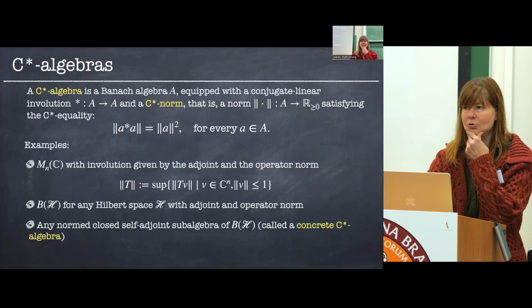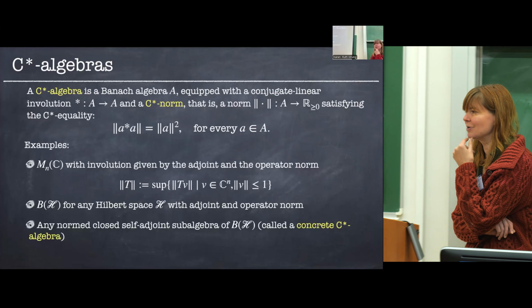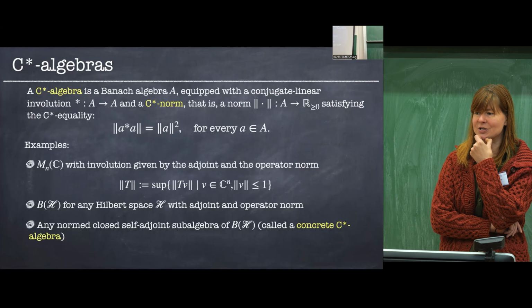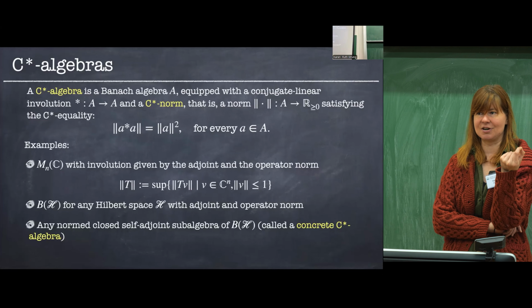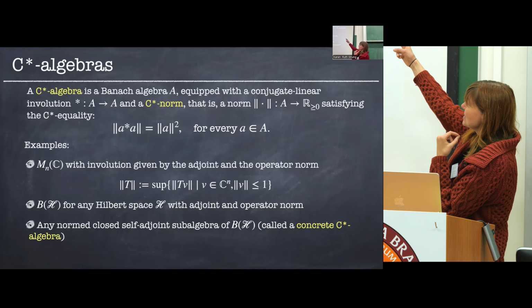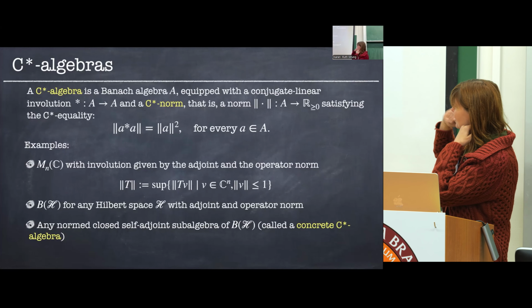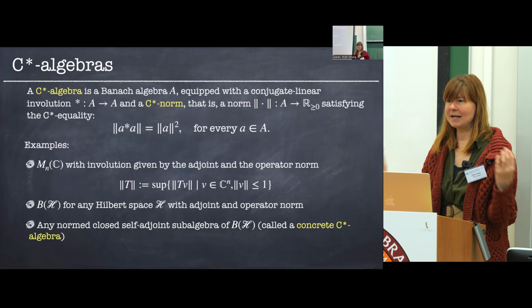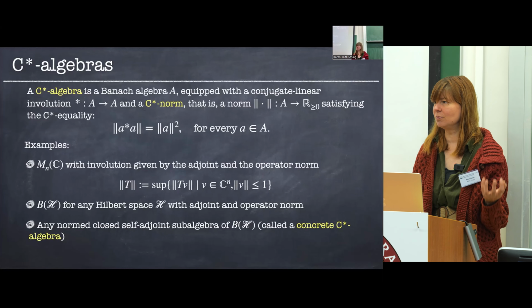In fact, any norm closed self-adjoint subalgebra of B of H is also a C-star algebra, and we call these concrete C-star algebras. So the definition at the top is an abstract C-star algebra. This is a concrete C-star algebra. It wasn't clear at first that these two things were the same.